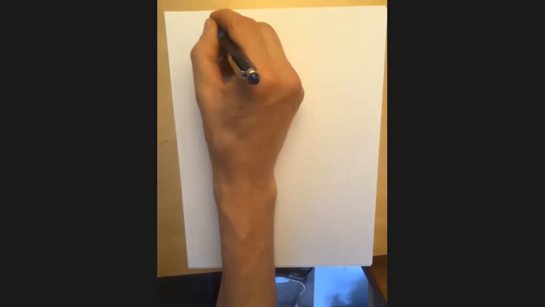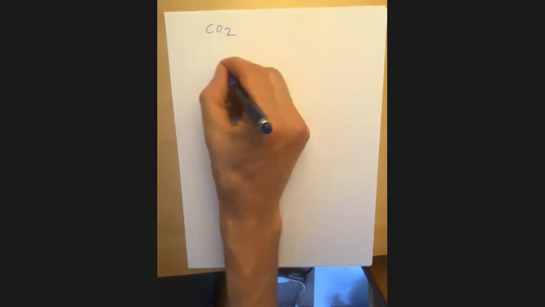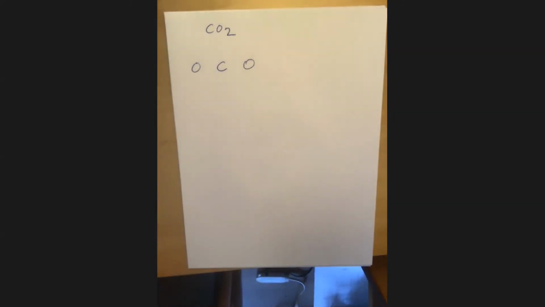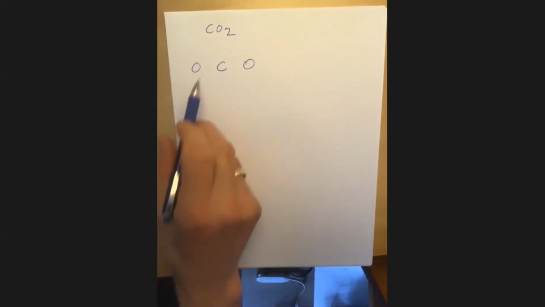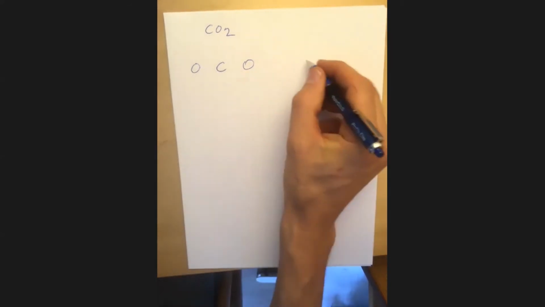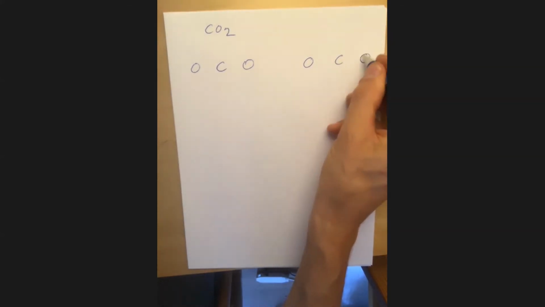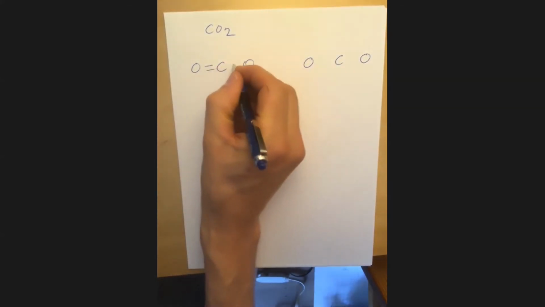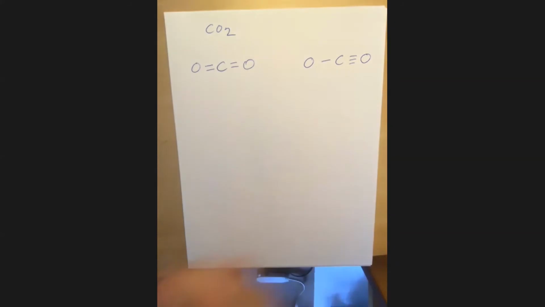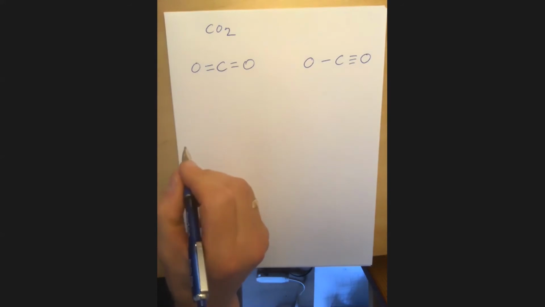Okay, I'm going to do carbon dioxide. We know the carbon is the central atom, so I'm going to put carbon in the center, and I'm going to put oxygen on either side. But I'm going to do it two different ways. I'm going to do carbon, oxygen, carbon, oxygen, and I'm going to do another one over here. On this one, I'm going to put two double bonds. And on this one, I'm going to put a single bond and a triple bond.